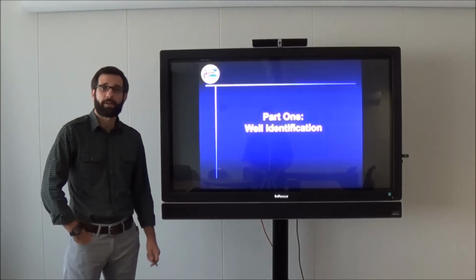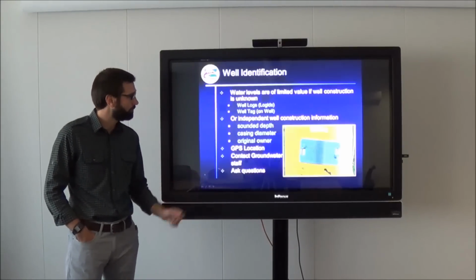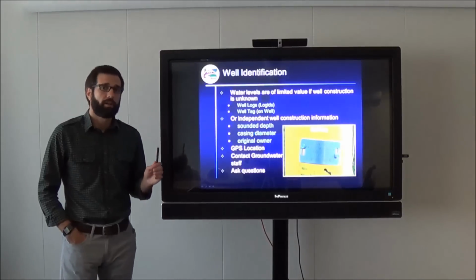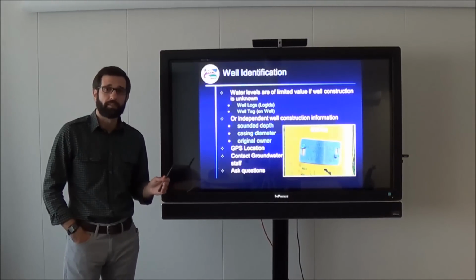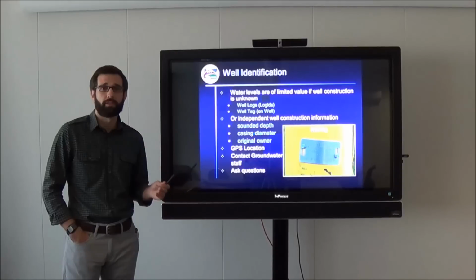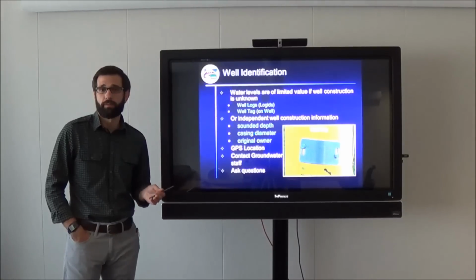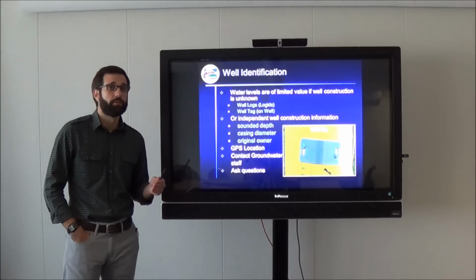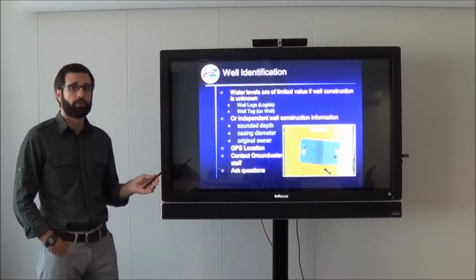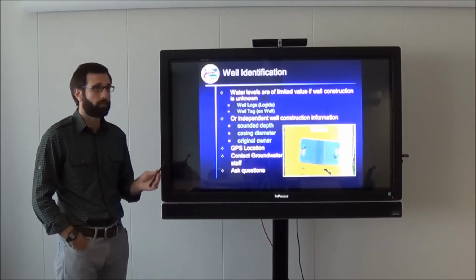Well, now let's talk about how to identify a well. Identifying a well correctly is important because water levels are of limited value if the well construction is unknown. So if you're at a well at a property where there's two wells and you think you're measuring a 300-foot deep well, but you're actually measuring the owner's 100-foot deep well, the water levels that you get will be misleading. So it's of critical importance to be measuring the correct well.